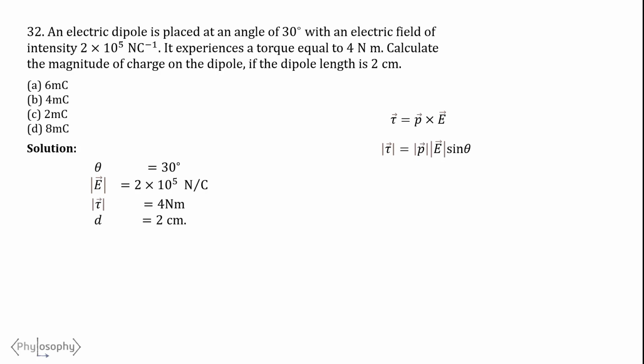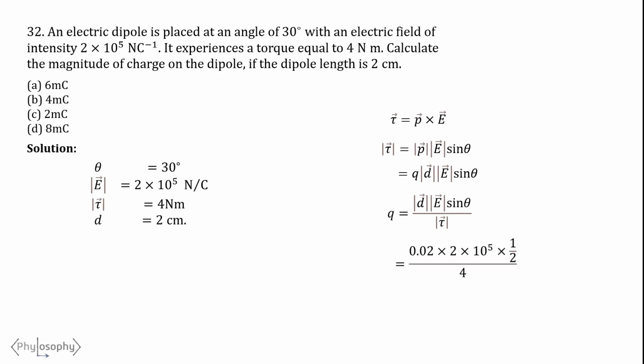theta. Now this mod of P is the dipole moment, which can be expressed in terms of charge and the distance between the charges. So P equals Q times D, or Q can be written as D times E sin theta over tau. Now if you put all the values of D, E, theta and tau, then you will get the value of Q, which is 2 millicoulomb. Therefore, the correct answer is option C.